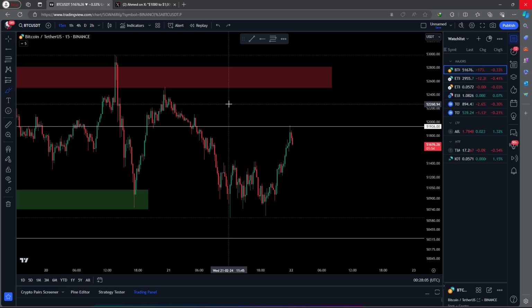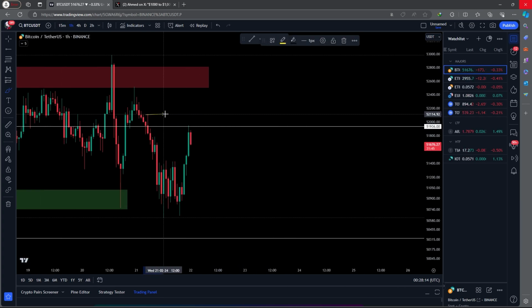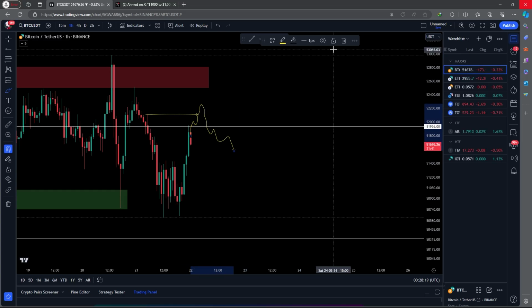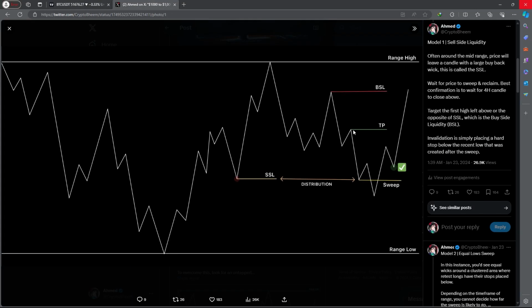Your second take profit could be a buy side liquidity, but there's no actually buy side liquidity right over here. Not really a good one, but if I fluctuate between the time frames on the 1 hour, you can see that there is actually one. So you can just go for like this as well on BTC from here. But the main thing is always this first high that created here for the TP.